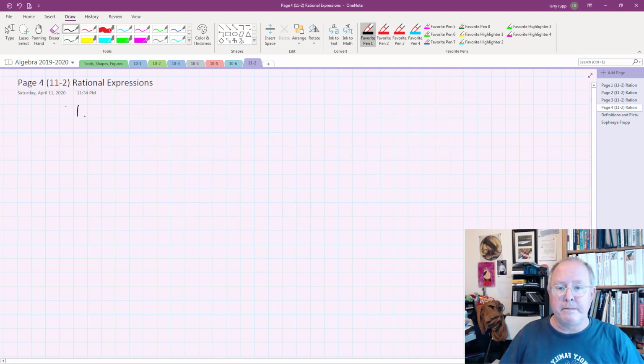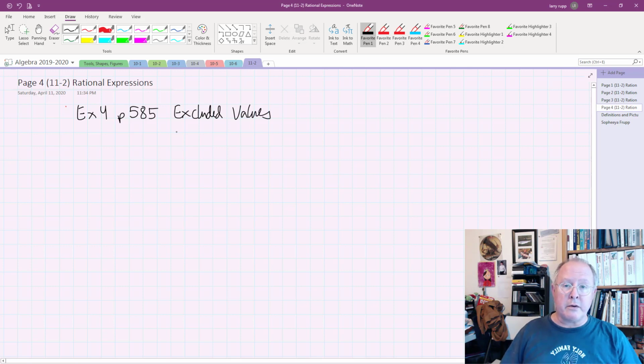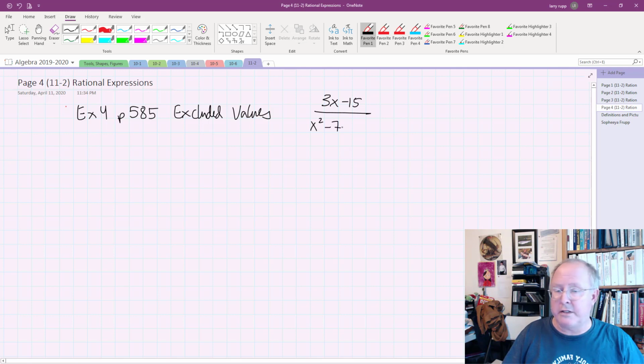Let's do example 4, and that's going to be on page 585. And this is going to be an example of excluded values. All right, now we already know what those are. So here's the problem. It says simplify this guy. 3x minus 15 all over x squared minus 7x plus 10. Simplify it and find the excluded values of it.